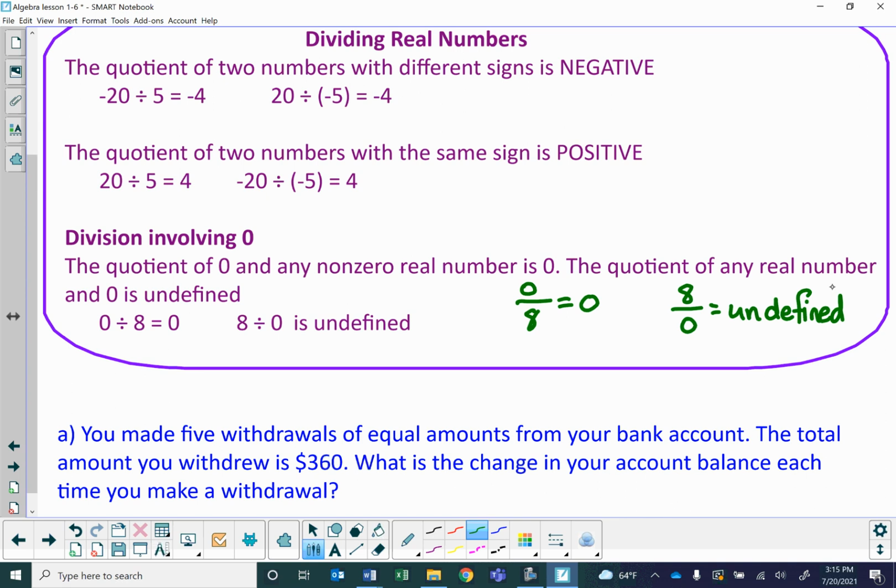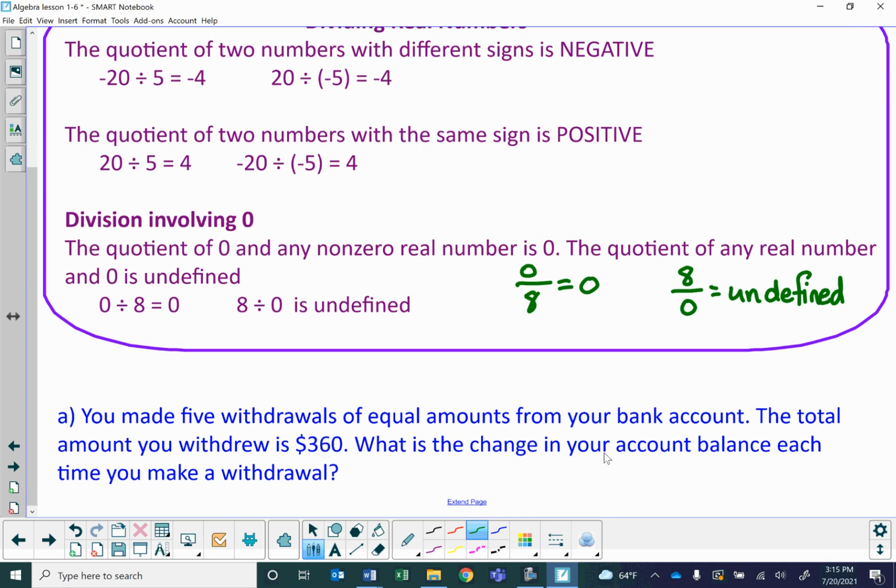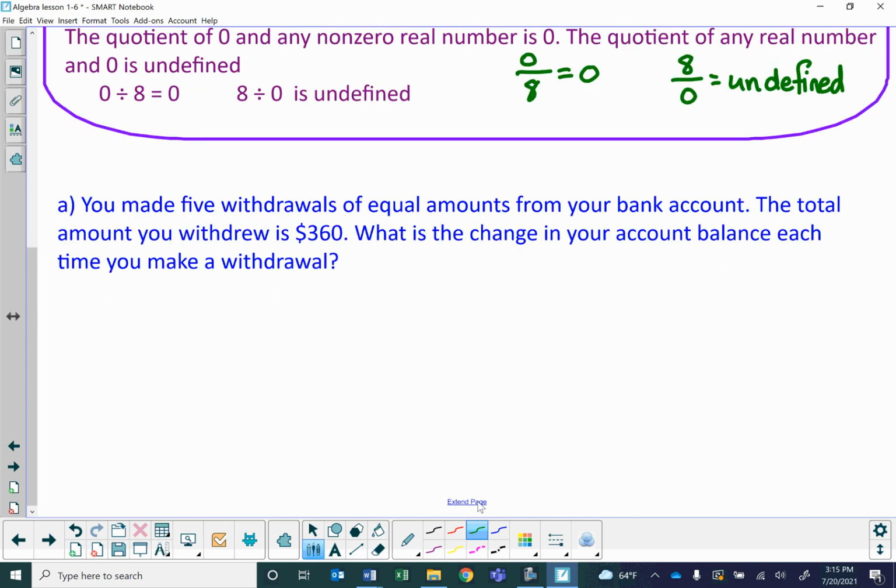All right, let's take a look at a word problem here. You have made 5 withdrawals of equal amounts from your bank account. The total amount you withdrew is $360. What is the change in your account balance each time you make a withdrawal? A withdrawal means you're taking money out. Deposit means you're putting money in.